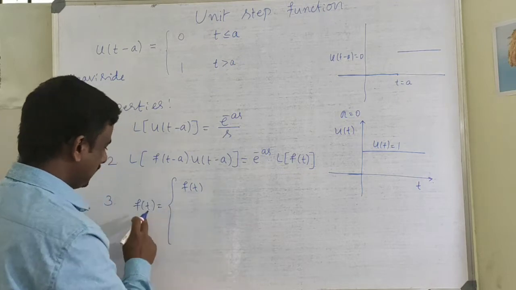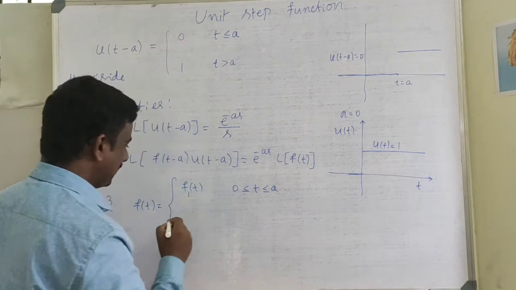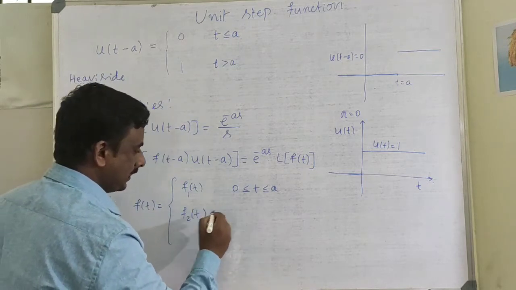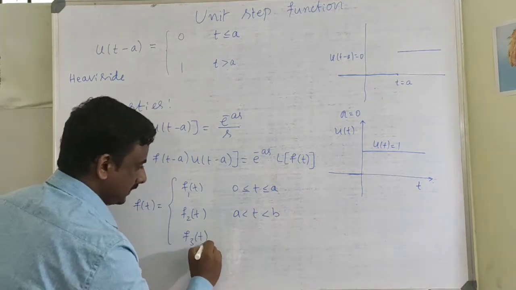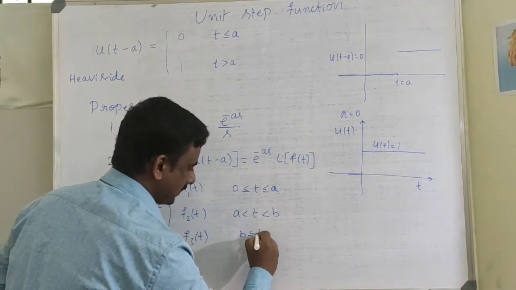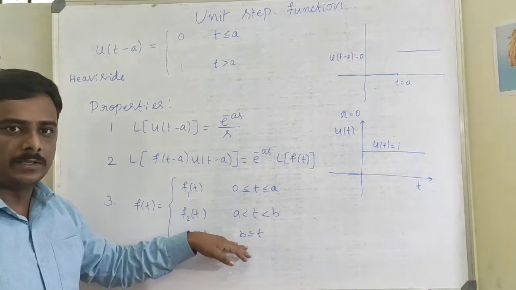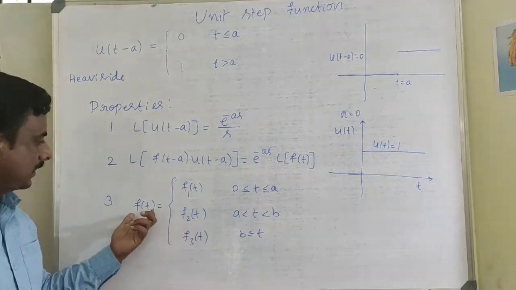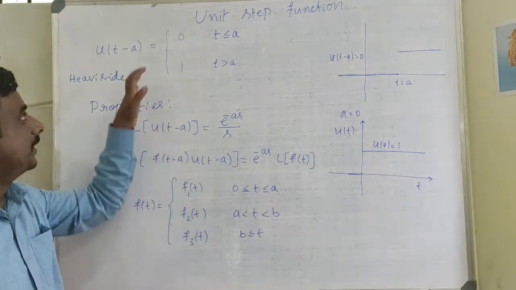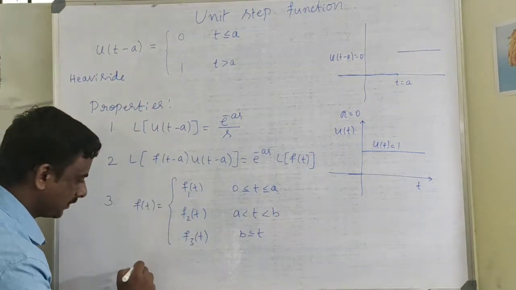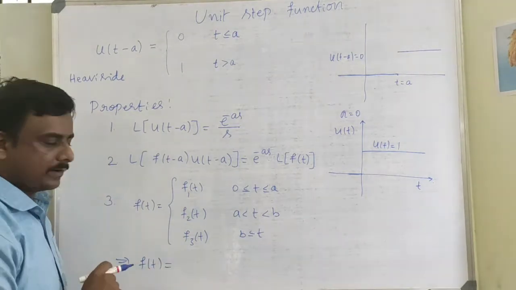Suppose I have f of t equal to f1 of t if 0 less than or equal to t less than or equal to a, and it is equal to f2 of t if a less than t less than b, and f3 of t if b less than or equal to t. Now I have a function that is defined in three different intervals. Now I can write f of t in a single line with the help of unit step function.